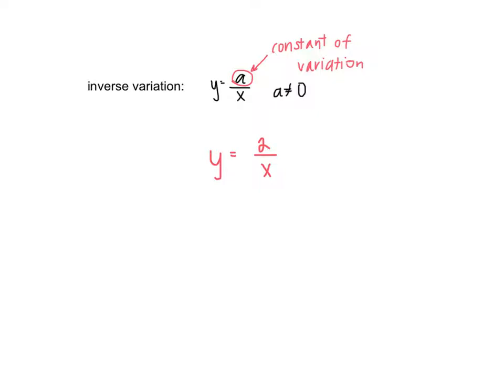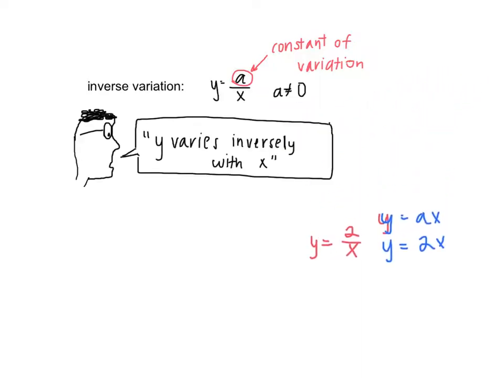Now, the other type of variation we have is direct variation. Direct variation is, as it sounds, the opposite of inverse variation and has the form of y equals ax. So y equals 2x versus y equals 2 over x, and you can see the difference here. So when saying this, we say y varies inversely with x based on this equation.